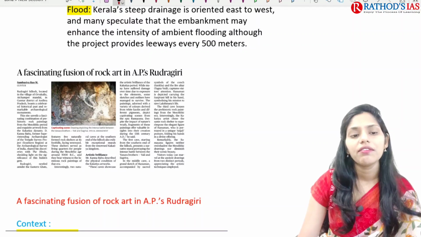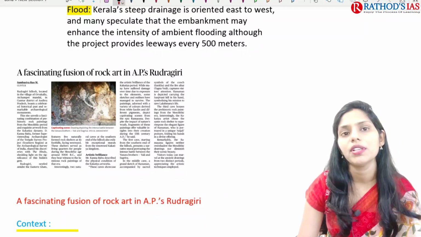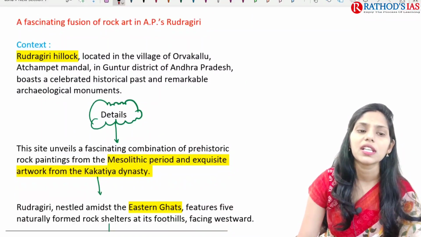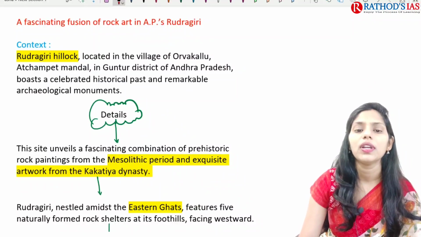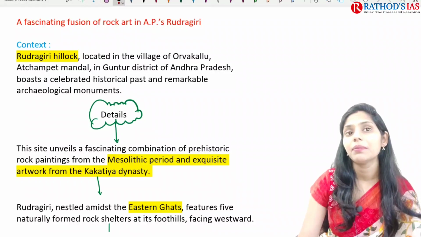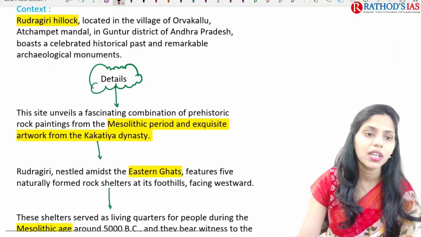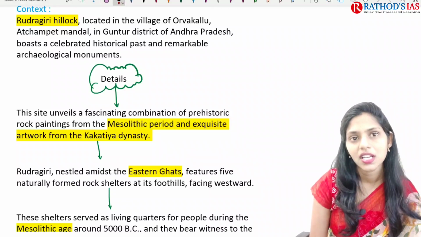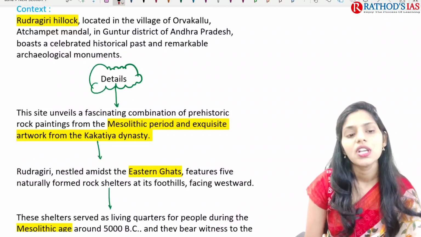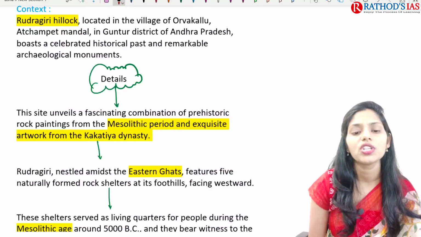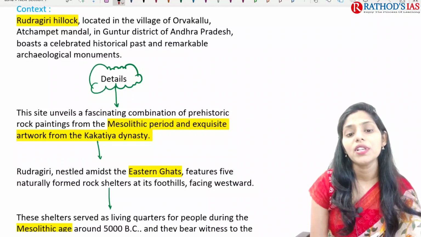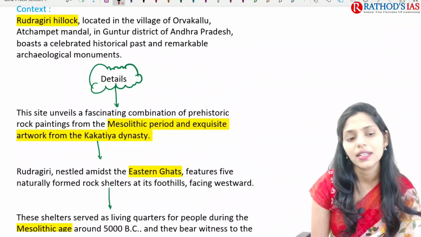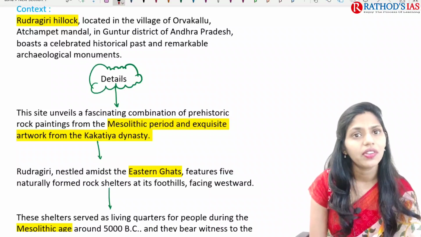It is about a fascinating fusion of rock art in AP's Rudragiri. This article is important from your history point of view. If you see the context, it says that Rudragiri hillock is located in the village of Urvakallu, Achampet Mandal, in the Guntur district of AP. This archaeological site boasts a celebrated historical past and remarkable archaeological monuments. Actually, this site unveils a fascinating combination of prehistoric rock paintings from the Mesolithic period and executive art from the Kakatiya dynasty.